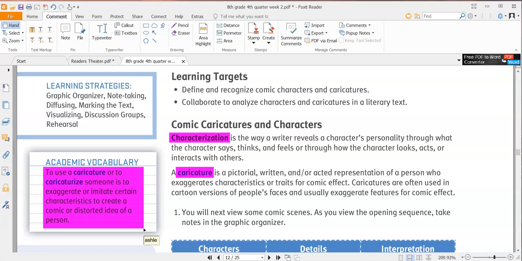So you guys might have heard of caricatures before. If you've gone to an amusement park like Busch Gardens, then you've seen people drawing pictures of customers with big heads, and they exaggerate certain features, like maybe they have big teeth or big ears or something like that. And the picture always looks like them basically, but a little bit goofy too. That's what a caricature is. But you can also create a caricature not only through pictures, but by written or acted representation.